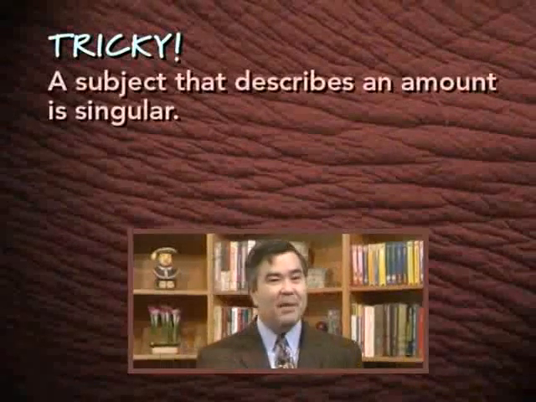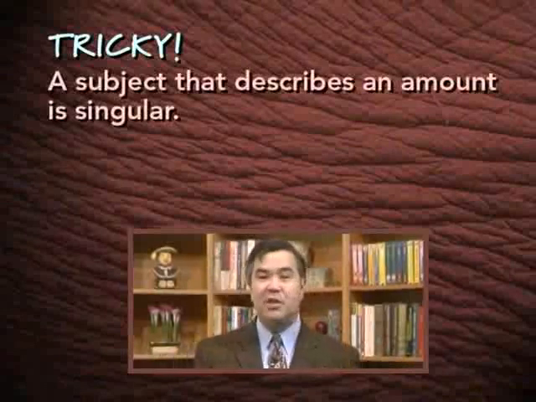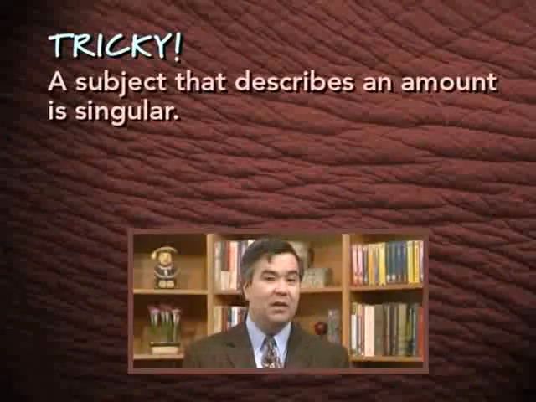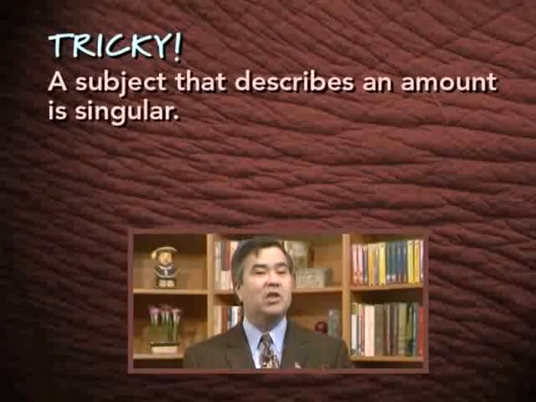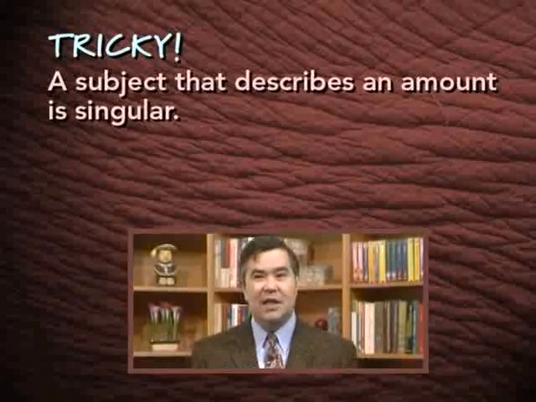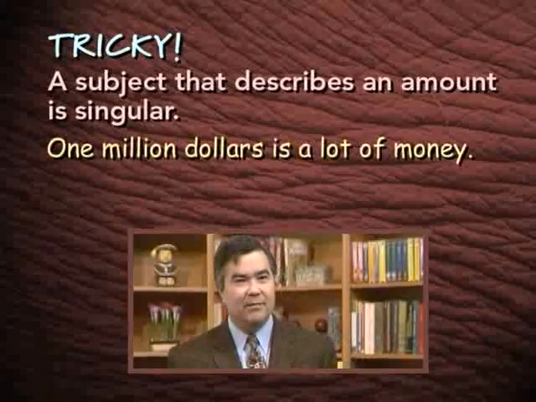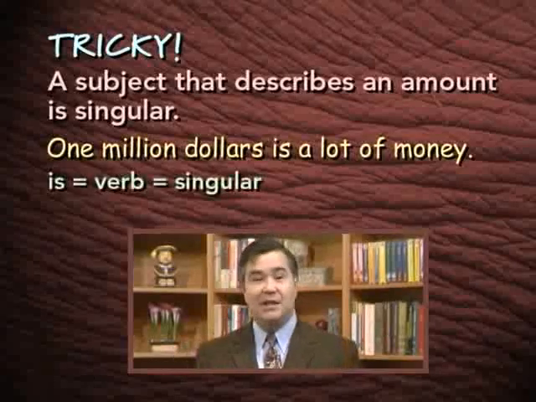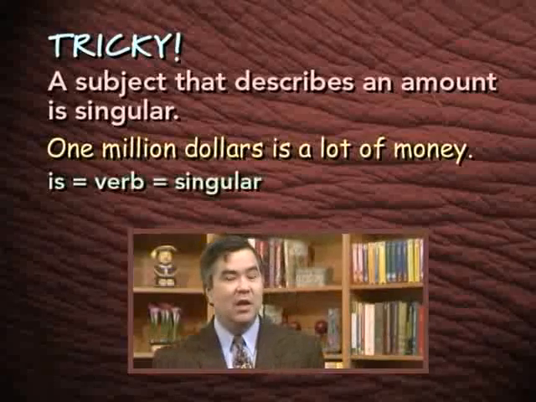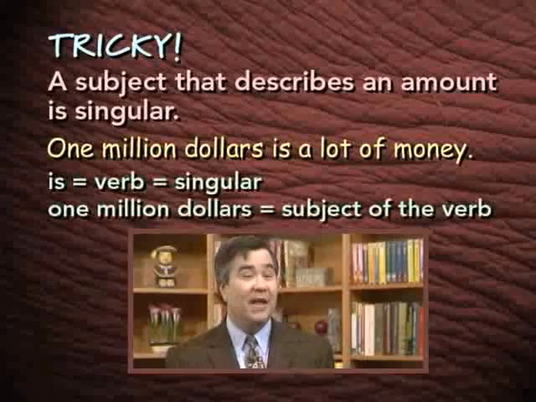Here's another tricky situation for subject-verb agreement. A subject that describes an amount is singular. Sometimes the subject of a verb appears to be plural, and yet when you think about it, it's describing an amount which is really one thing. Here's an example. $1 million is a lot of money. In this case, the verb is "is," which is singular. What's the subject of the verb? Well, the subject is the phrase "$1 million."